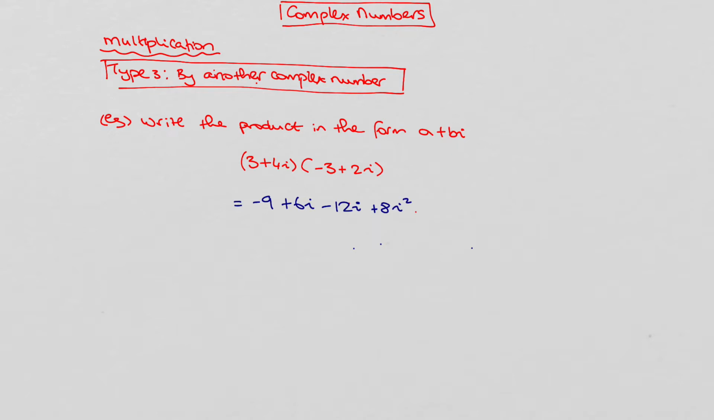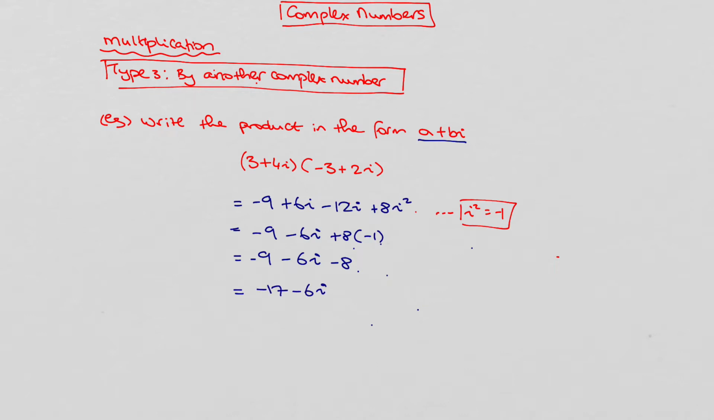Now we can see that it has to be in the form of a plus bi. So the minute we see any i squareds, we have to remember that i squared is equal to minus 1. So we should always have only a constant and an i in our answer. So we have minus 9, and then we're going to have minus 6i, and then we have plus 8 times minus 1. Gives us minus 9, minus 6i, minus 8. So our answer then is minus 17, minus 6i.